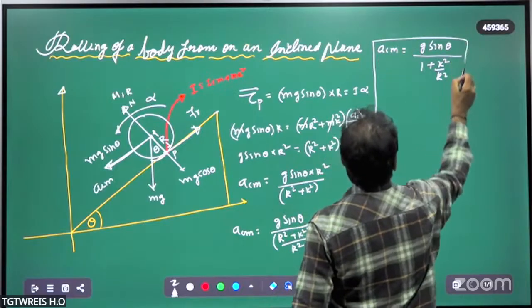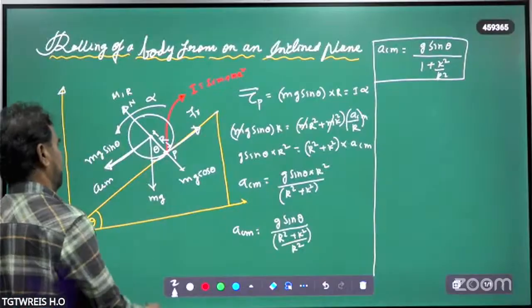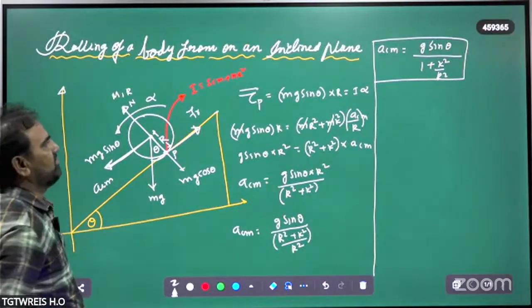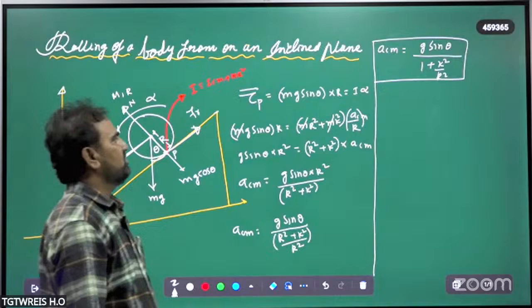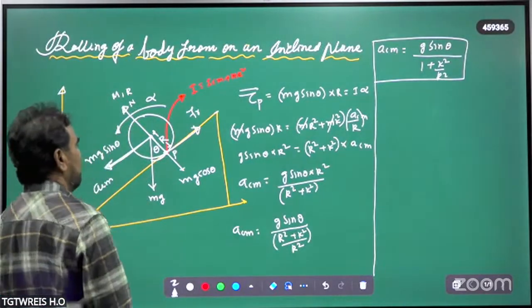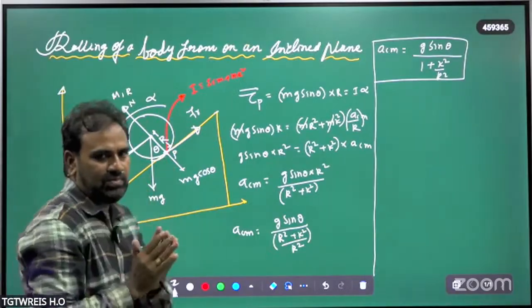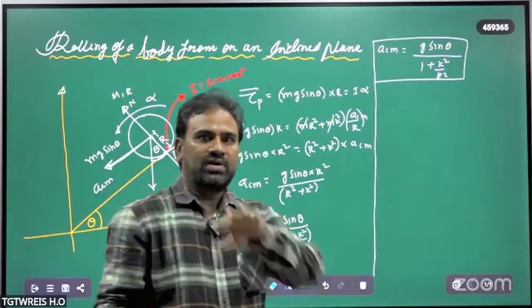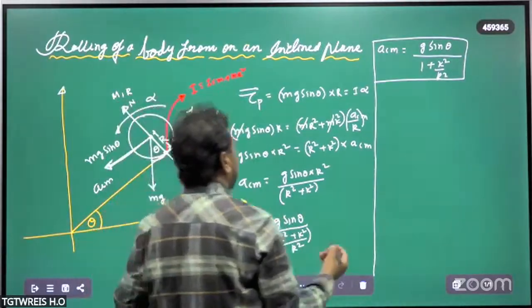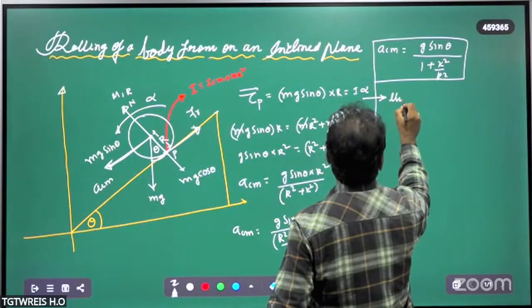This is the acceleration of center of mass of this body. The acceleration of center of mass of the body is given by a_CM is equal to g sin theta upon 1 plus K square upon R square. This acceleration is applicable only for linear motion. For rotational motion, the torque due to frictional force.